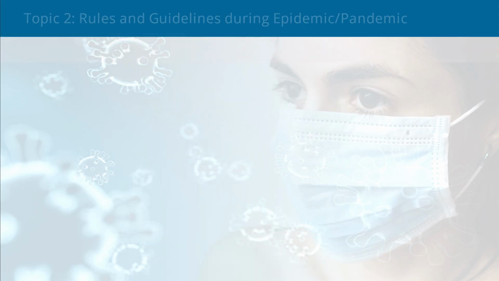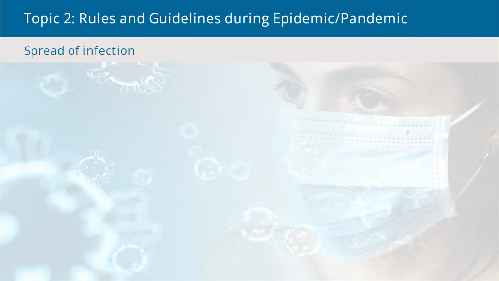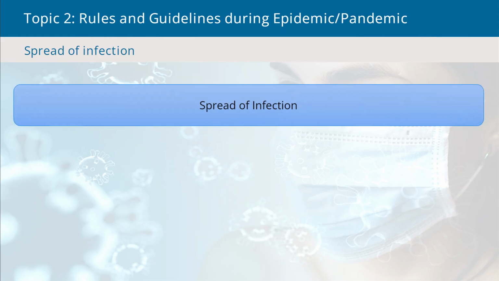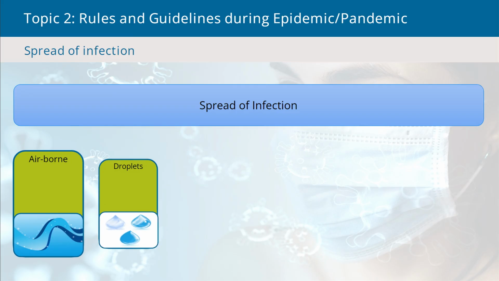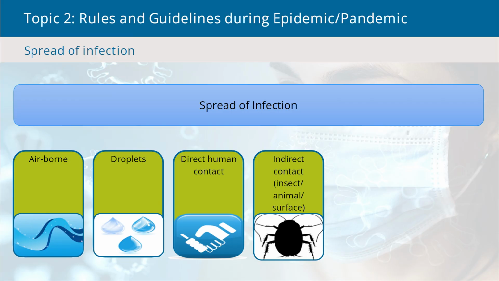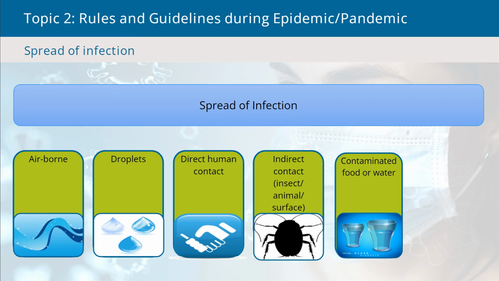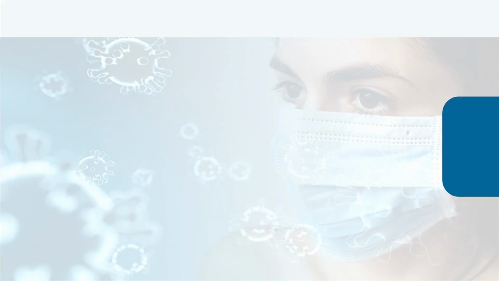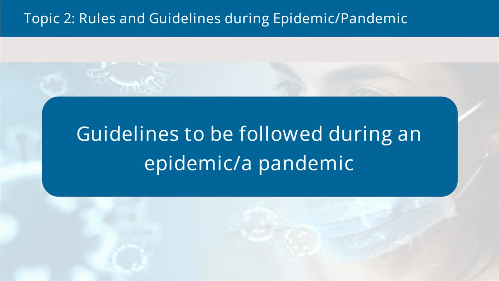Now, let us learn about some rules and guidelines during epidemic or pandemic. The spread of viruses or pathogens in humans happens due to pathogens which are airborne, droplets, direct human contact, indirect contact, such as insect, animal, or surface, contaminated food or water, blood-borne. There are 4 main guidelines to be followed during an epidemic or a pandemic.